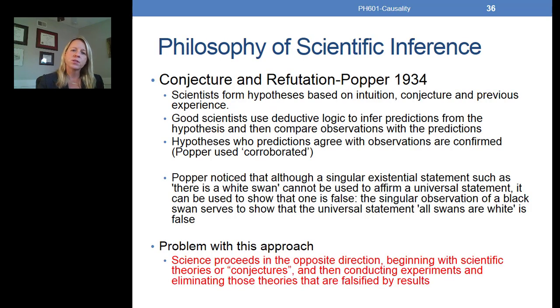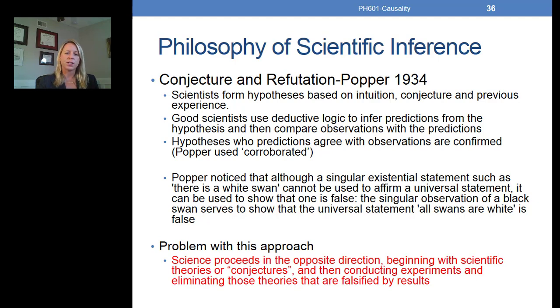Also in scientific inference, there's conjecture and refutation, and this was established in 1934. This is the idea that scientists form hypotheses based on intuition, conjecture, and previous experience. Good scientists use deductive logic to infer predictions from the hypotheses, and then they compare observations with these predictions. Hypotheses whose predictions agree with observations are then confirmed. This is the idea of corroboration.